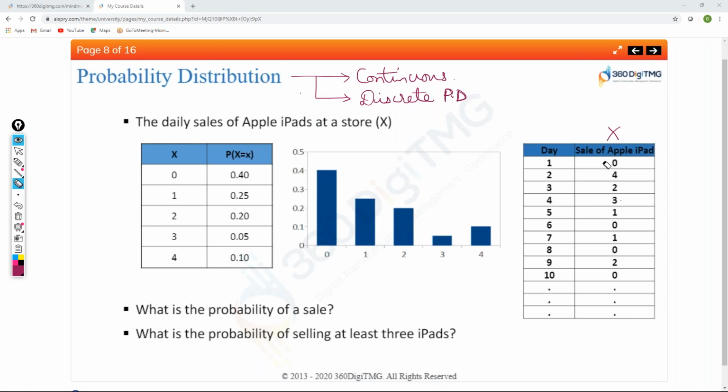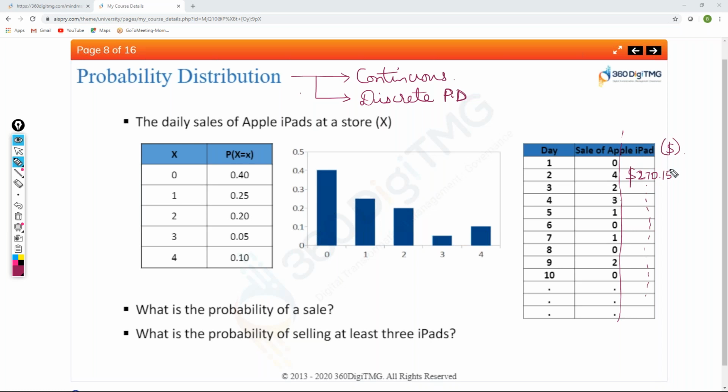And instead of the sale of Apple iPads, the count, if I were to give you the actual sales, such as $270.15, in this way, if I give you the actual values or the sale values in dollars, then what would the underlying probability distribution be called? Continuous. Simple. Absolutely.